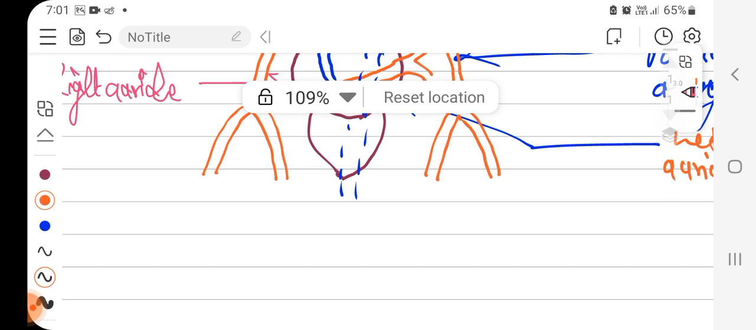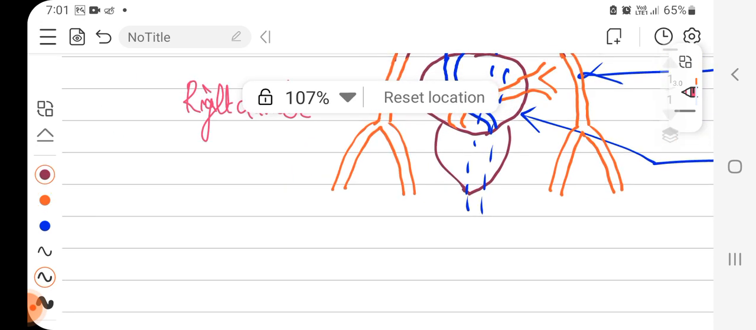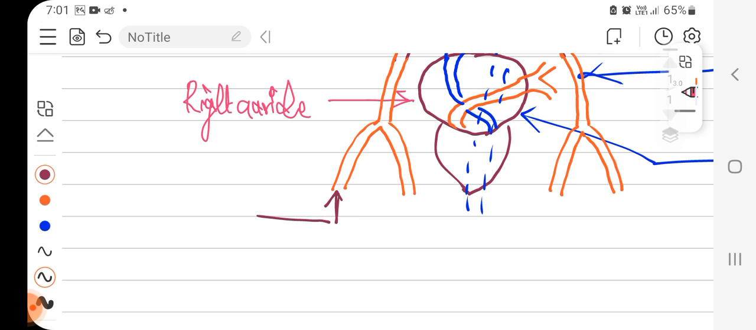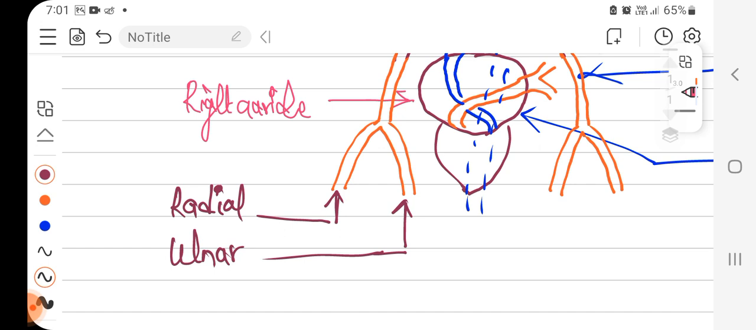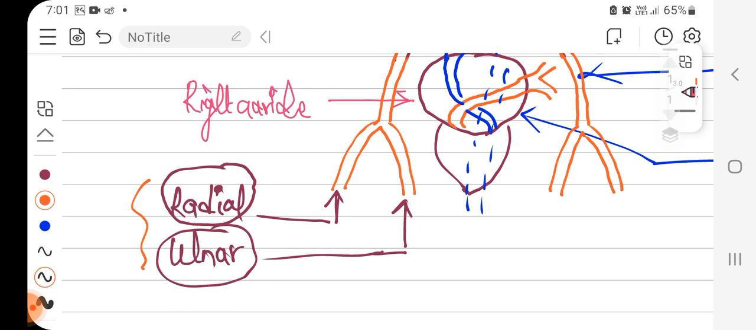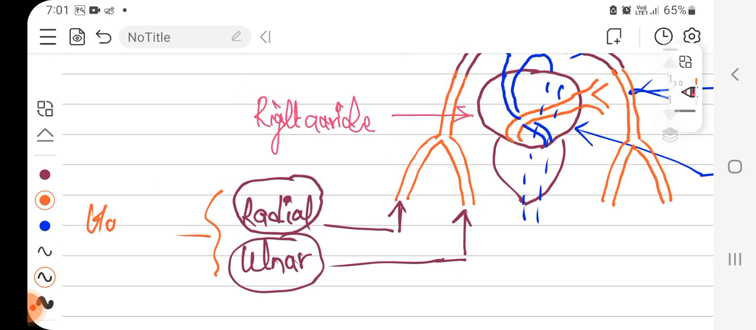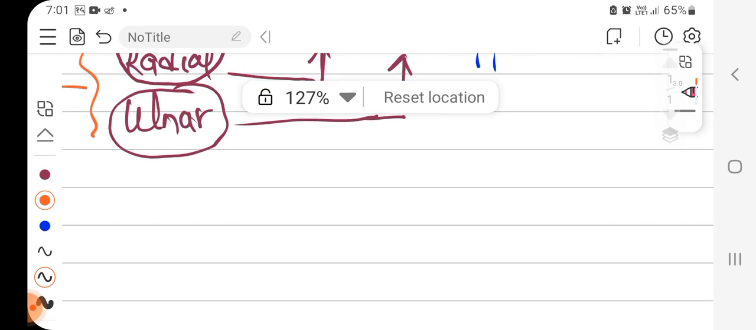This will be divided into two branches. The external side is known as radial, and the internal side is known as ulnar. This radial supplies blood to the radial bone, and this ulnar side supplies blood to the ulnar side of the hand. These two supply blood to the hand.